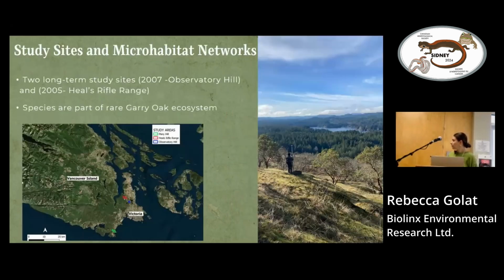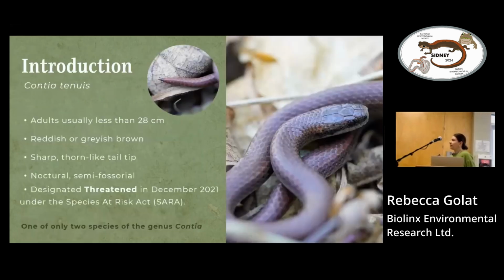All right, super quick background. Sharp-tailed snakes have a sharp tail. It actually is sharp. This is a really small, slender, cryptic species. Individuals don't usually extend past 28 centimeters. They're well camouflaged. They're nocturnal. They're semi-fossorial. They're very rarely ever seen out in the open.